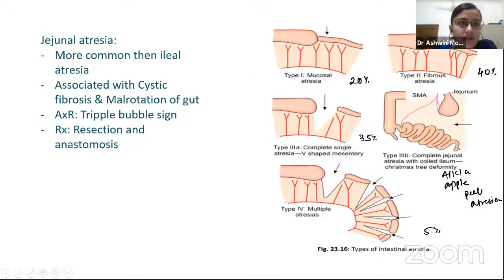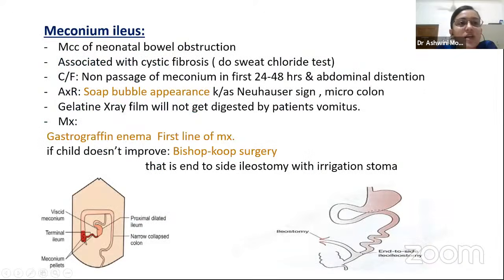After atresia, meconium ileus is what we most commonly face in pediatric patients. It is the most common cause of neonatal bowel obstruction. It is associated with cystic fibrosis. In such patients, we do the sweat chloride test. What will be the clinical features in such patients? There will be a complaint of no passage of meconium in the first 24 to 48 hours, and abdominal distension will be there. After birth, the child won't have passed feces. We can't say feces, but meconium.